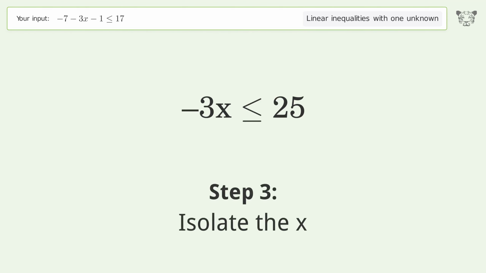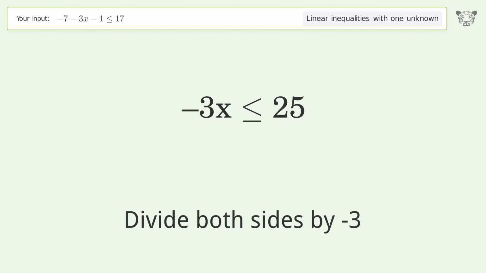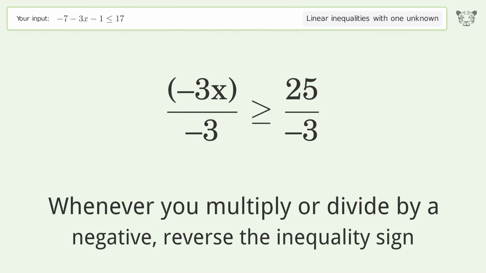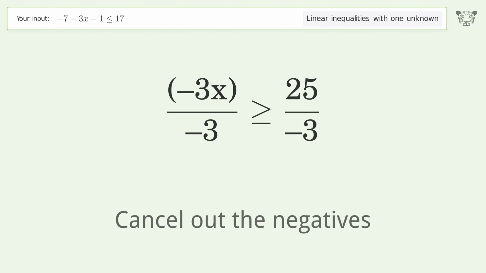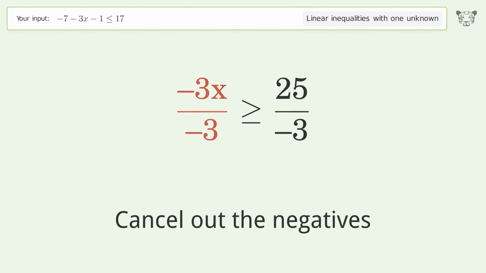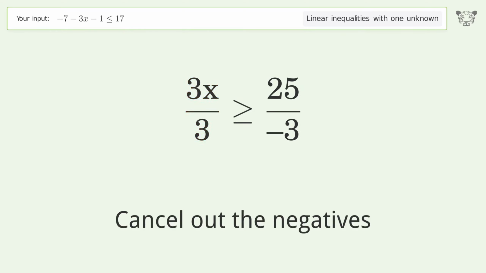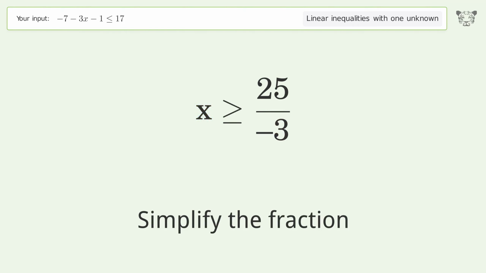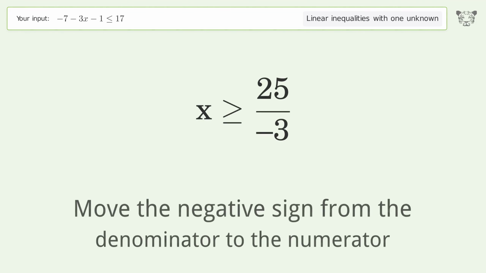Isolate the x. Divide both sides by negative 3. Whenever you multiply or divide by a negative, reverse the inequality sign. Cancel out the negatives. Simplify the fraction. Move the negative sign from the denominator to the numerator.